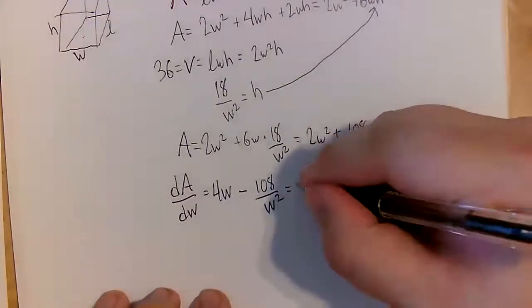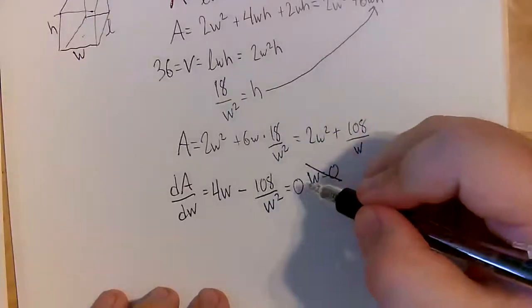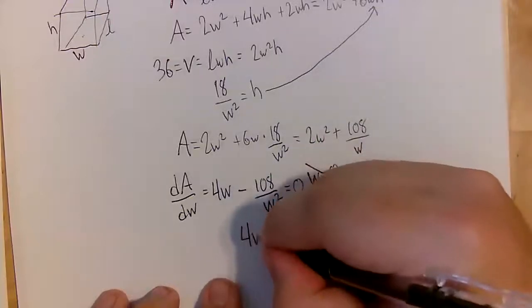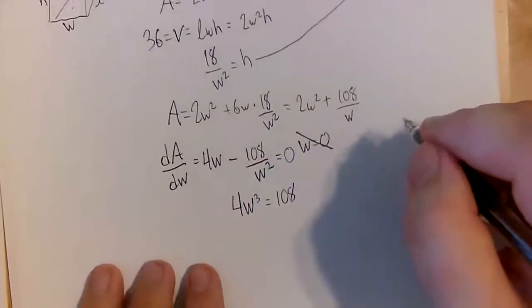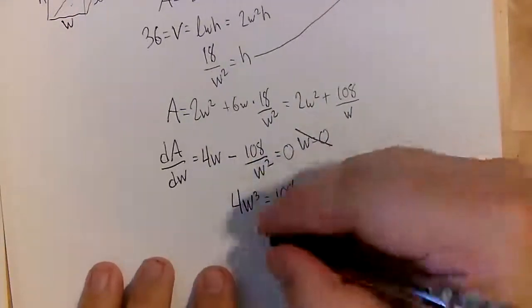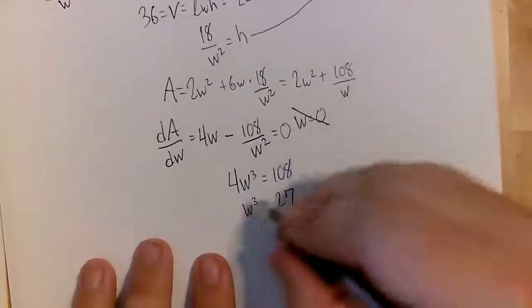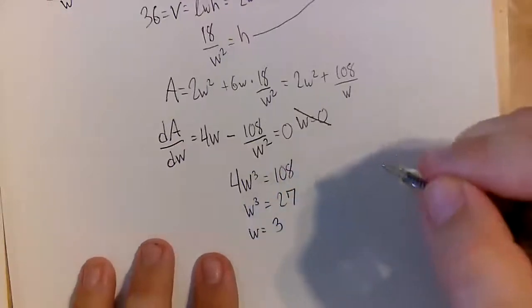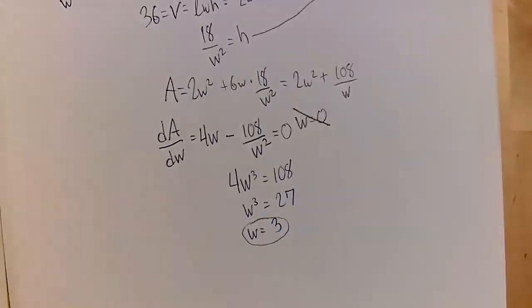So let's go ahead and set this equal to 0. So I'm going to add this over here and then multiply up the W squared. So we have 4W cubed is equal to 108. And then 108 divided by 4, that will be 27. And finally, the cube root of 27 is 3. So now we know what our width has to be to optimize our surface area. It's going to be 3.